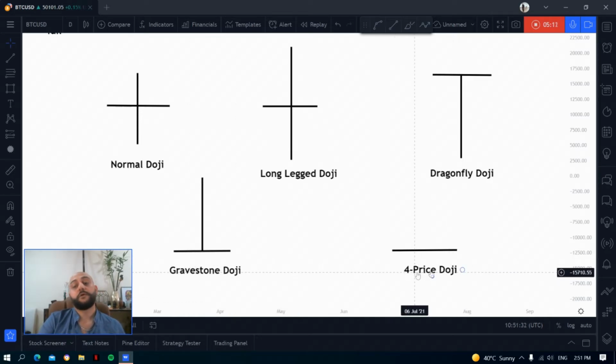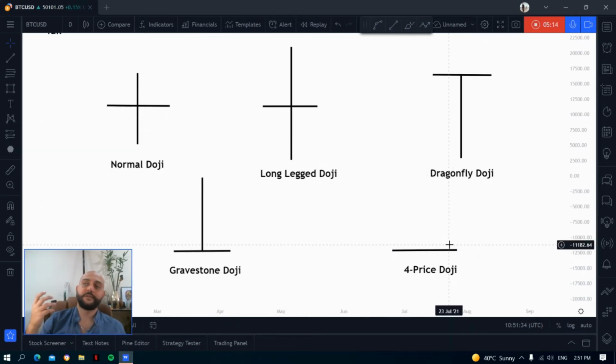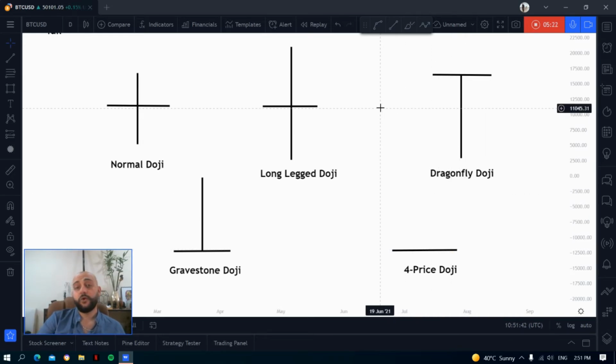And the last type is called a four price doji. Basically, you rarely see this pattern. This means that the market isn't really trending. There are no buyers or sellers. And that's everything you need to know about candlestick theory and structure.